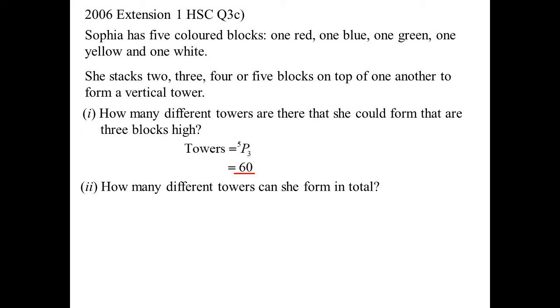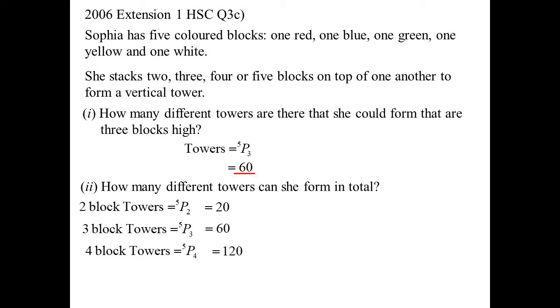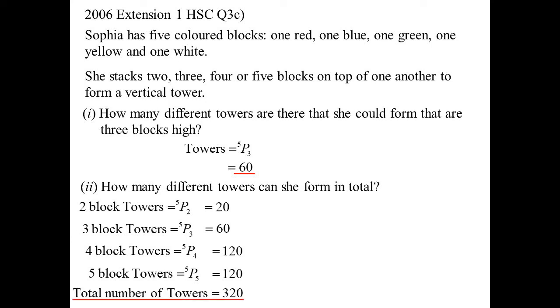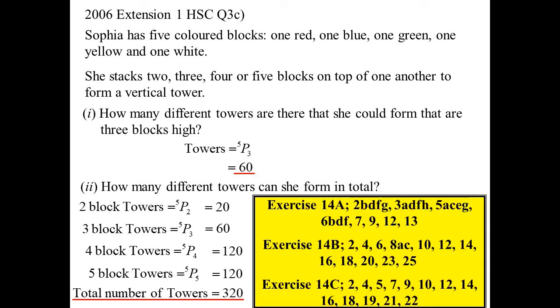Well, how many in total? Okay, 2 block towers would be 5P2. That's 20. 3 block towers, well, we just worked that out. That's 60. 4 block towers ends up being 120. 5 block towers is also 120, giving us a grand total of 320 possible towers we could make. Voila! So begins our journey into combinatorics.